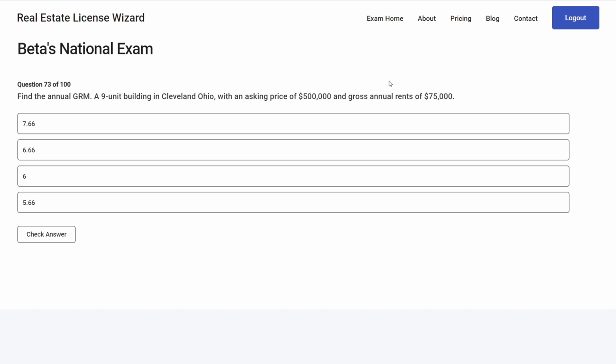Next question, 73. All right, find the annual GRM for a 9-unit building in Cleveland, Ohio, with an asking price of $500,000 and gross rents of $75,000. All right, another math question. It gives us 4 options: 7.66, 6.66, 6, and 5.66. So I'm going to give you guys an opportunity here to figure that one out. Just like the other math problem, I'm going to give you a little more extra time so you can do the math on this one. All right, good luck.